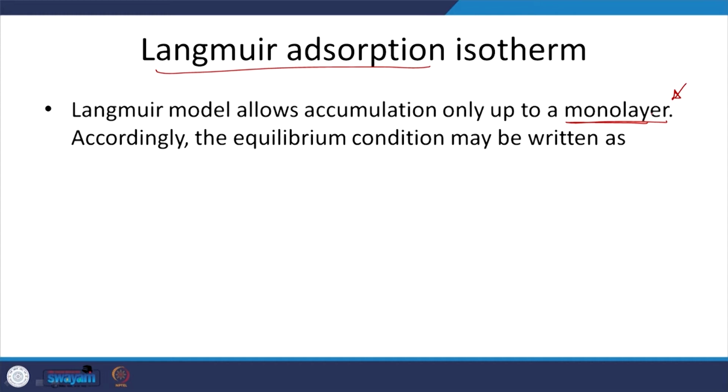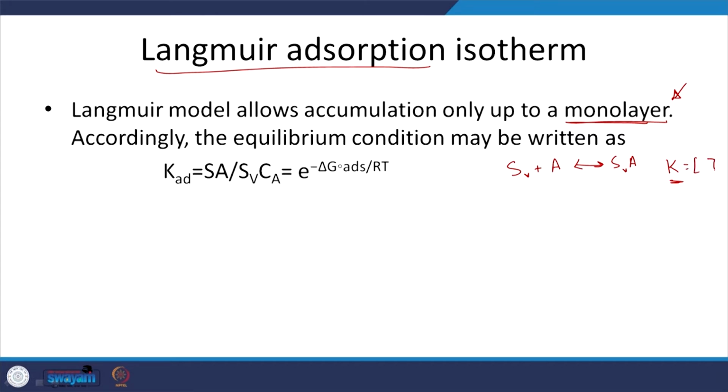So the equilibrium condition can be written as: we have the SV vacant sites plus the relevant compound in equilibrium with the adsorbed sites. If this is the equilibrium constant K, that's going to be equal to products over reactants. So products, which is SVA, the number of adsorbed sites, divided by SV, the number of vacant sites, times the concentration of A. And again, this is something that you know of, the equilibrium relationship between K and delta G naught.